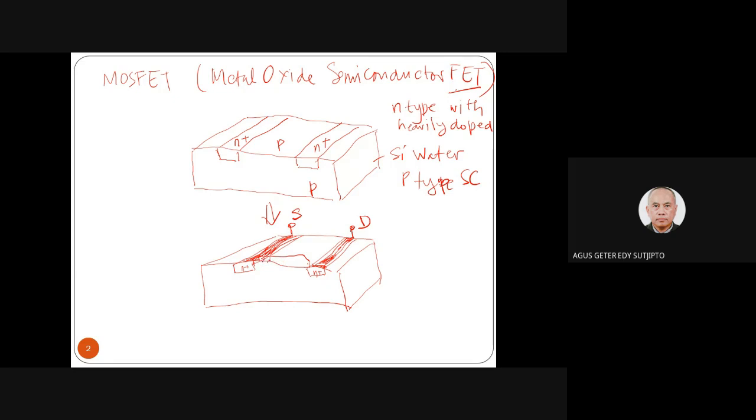Yeah, so on top of this P, we put the oxide here. This is oxide. We know that the oxide is what kind of material? Oxide is an insulator. Am I right? The insulator. So oxide is an insulator.